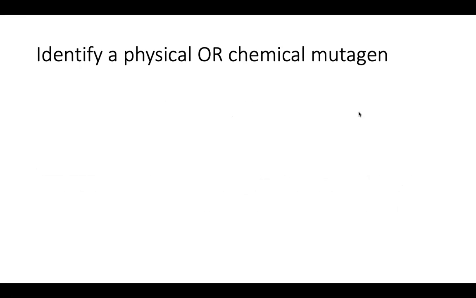All right, the next question, identify a physical or chemical mutagen. My biggest advice for here is just to keep it really simple. Pick something really obvious. It's only worth 1 mark. Radiation is probably the easiest mark you're going to get. UV radiation, gamma radiation, X-ray radiation.